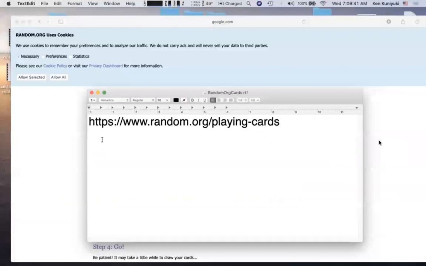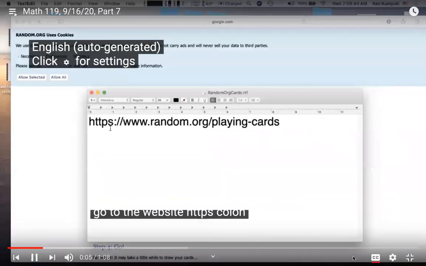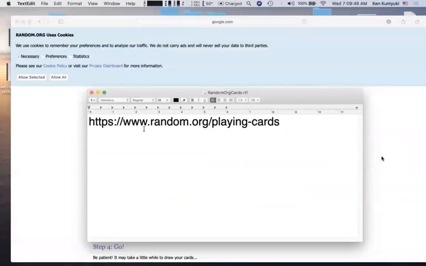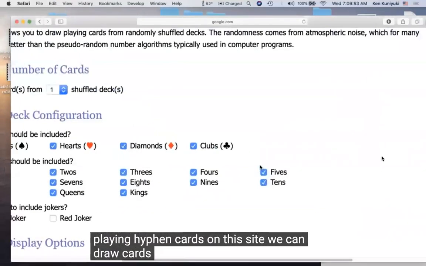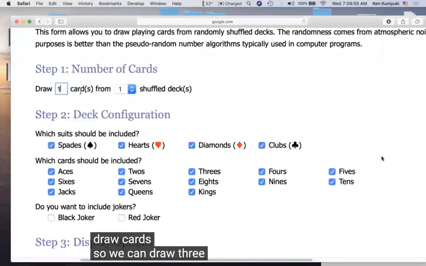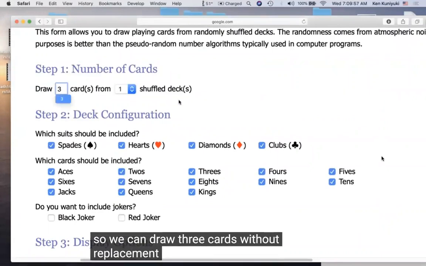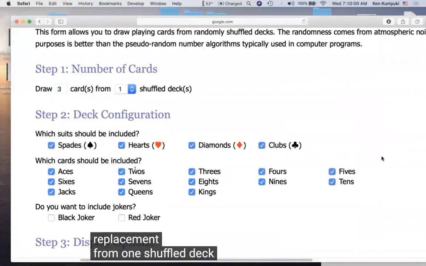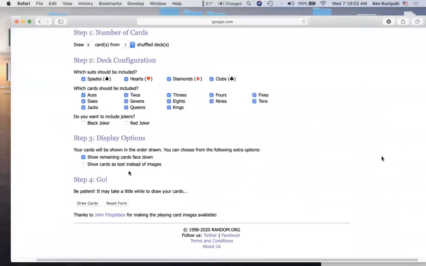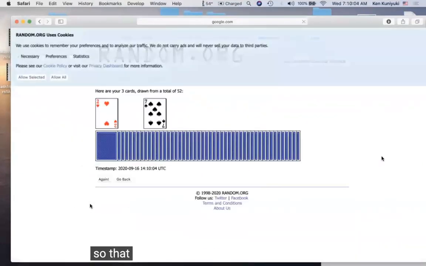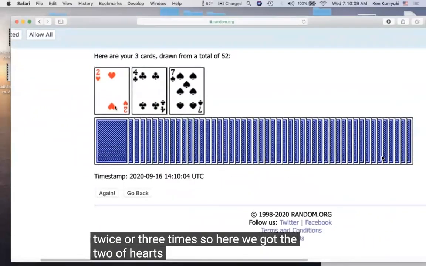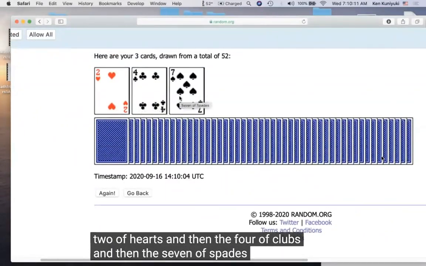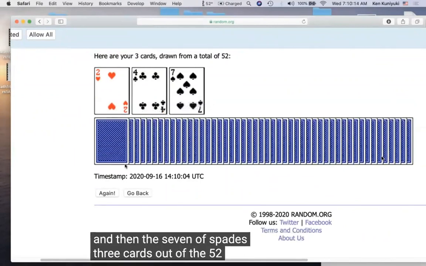Hi, everyone. Go to the website https://www.random.org/playing-cards. You don't have to. You can do it later. On this site, we can draw cards. So we can draw 3 cards without replacement from one shuffled deck, so that the same card cannot be selected twice or 3 times. So here we got the 2 of hearts, and then the 4 of clubs, and then the 7 of spades, 3 cards out of the 52.